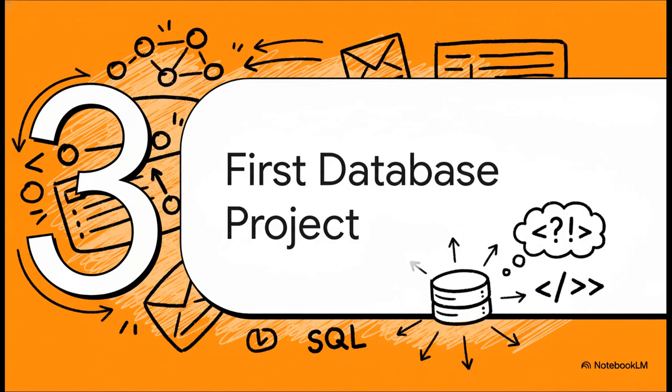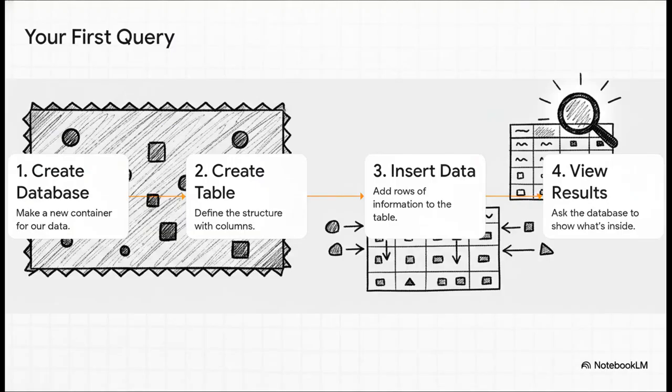Okay, enough theory, right? Let's get our hands dirty. We're going to walk through a tiny little project and have our very first chat with a database using just a few simple SQL commands. And this whole conversation basically has 4 simple steps. First, we make a container for our data. Then we set up the table inside it, kind of like setting up columns in a spreadsheet. After that, we pop some data in, and finally, we just ask the database to show us what we did.